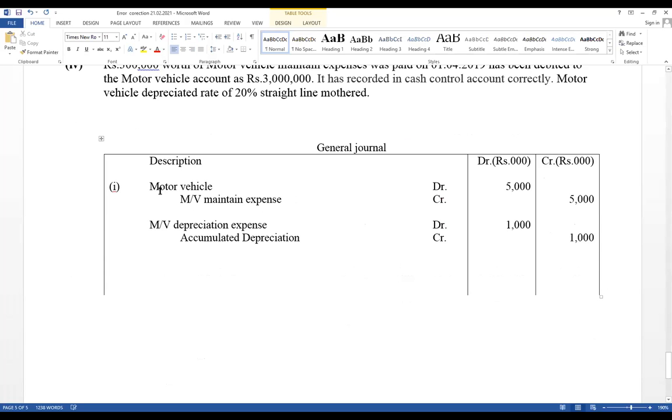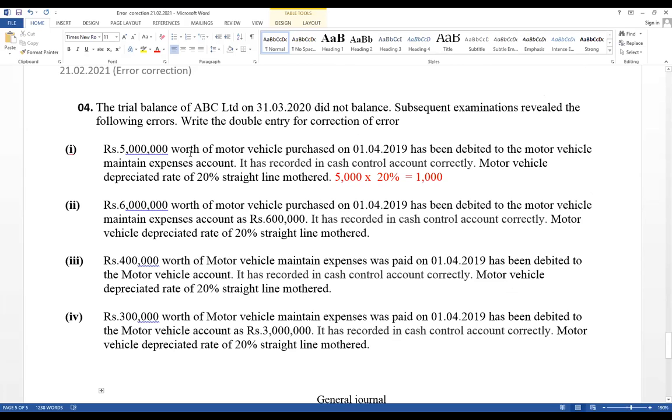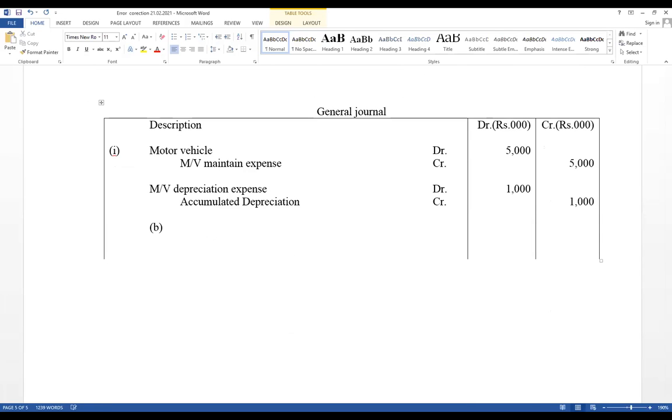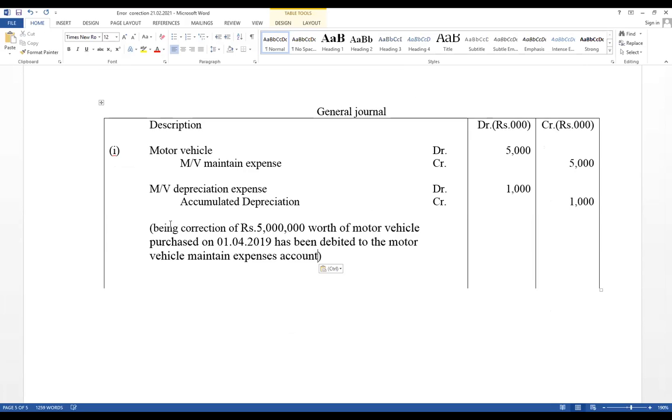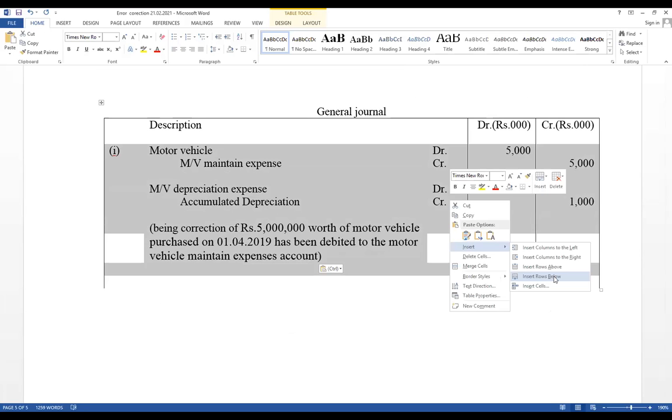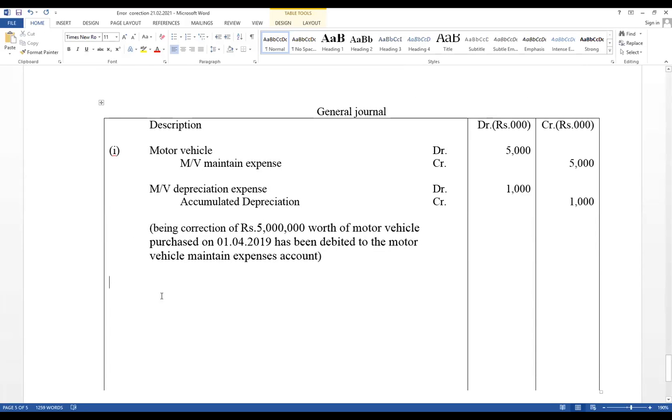Narration: being correction of motor vehicle purchase that has been recorded as a maintenance expense. That's a narration. Within brackets, being correction of motor vehicle purchase, rupees 5,000 worth of motor vehicle purchase has been debited to the motor vehicle maintenance expense account. Think about the first one: no effect on suspense account. Principal error, asset has been recorded as an expense.